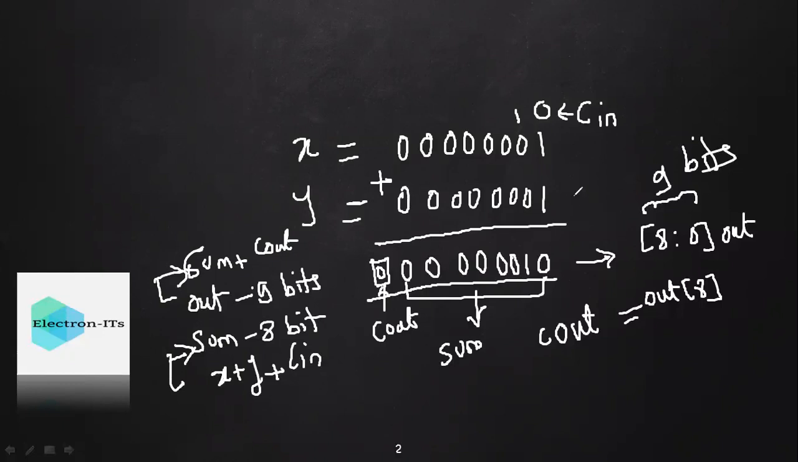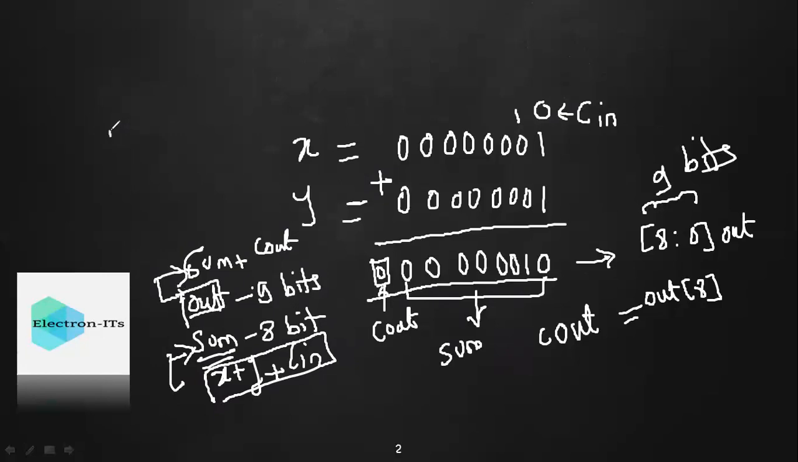So in this case, how many inputs are there? There are 3 inputs, x, y, and c in, and there are 2 outputs, sum and c out. And one more output we are representing here, which is out. So actually out is nothing but sum only, but with c out we are representing the out signal as c out plus sum. Okay, so these two things are important. Sum is nothing but your output signal only, which is x plus y plus c in, and your output with c out we are representing as out.